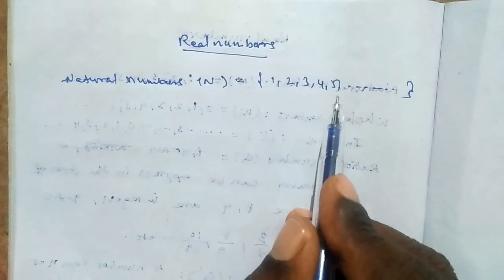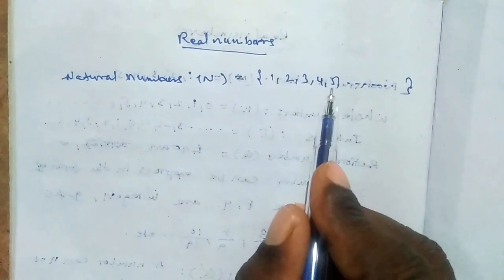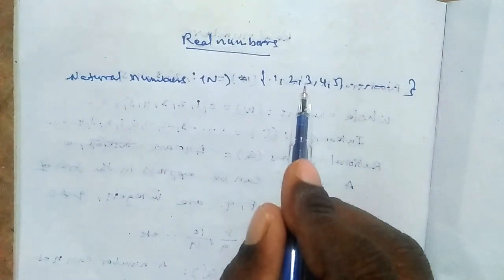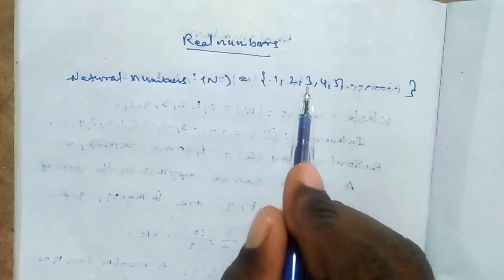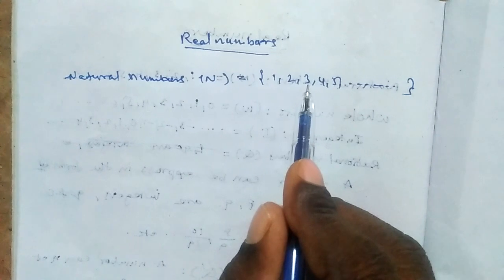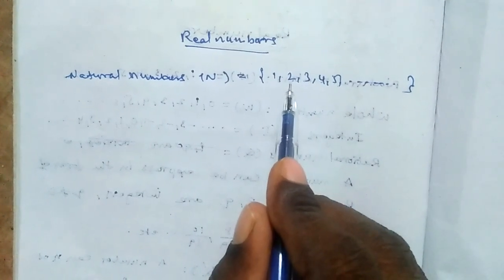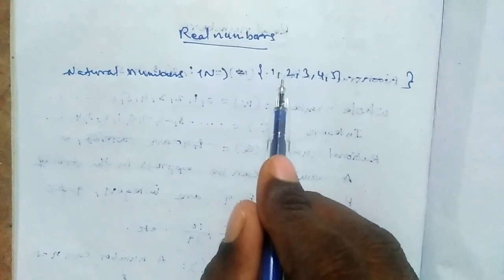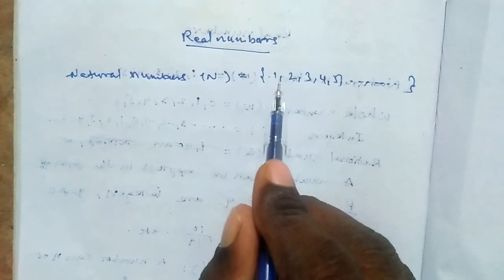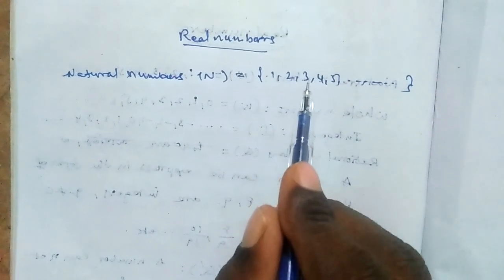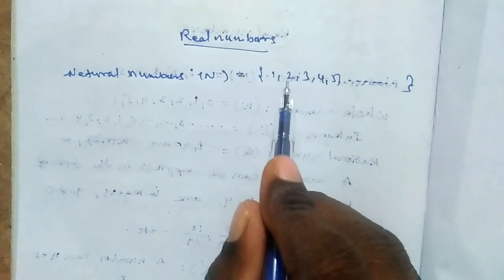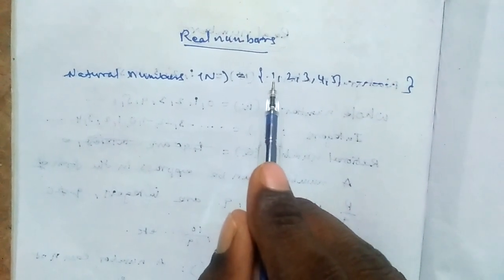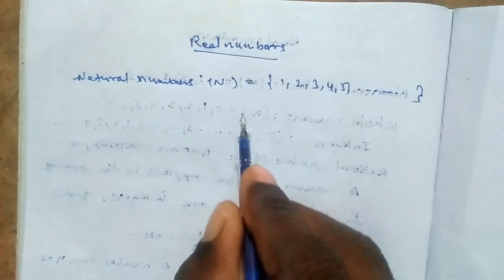I subtract 1 from 5, I get 4. Again, I cut 1 from 4, I get 3. I subtract 1 from 3, I get 2. If you cut 1 from a number, you get the predecessor. Suppose I cut 1 from 3, I get 2. 2 is the predecessor of 3. I cut 1 from 1, what do you get? 0. Yes, you get 0.